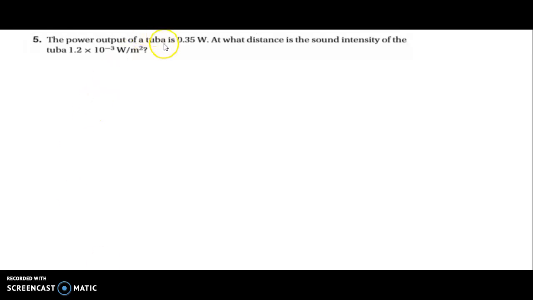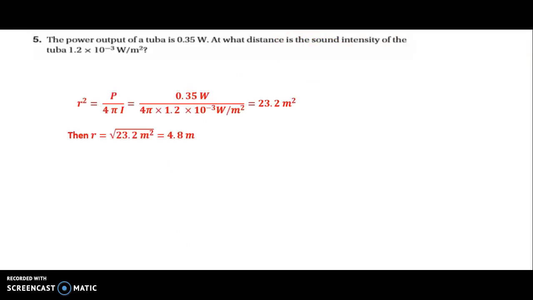The power output of a tuba is 0.35 watt. At what distance is the sound intensity of the tuba 1.2 times 10 power minus 3 watt per meter squared? So here we are given the intensity and the power, and we want to find the distance. So we have r squared is P over 4 pi I, because if you do the cross multiplications and work it out, you get r squared is P over 4 pi I.